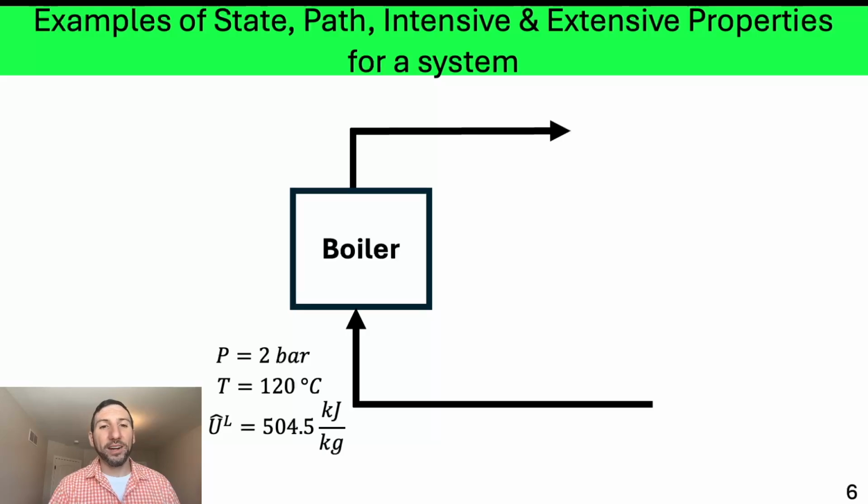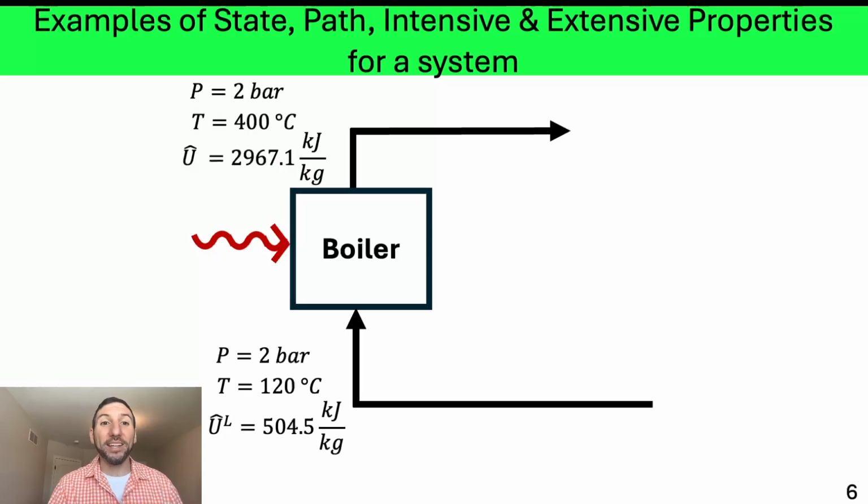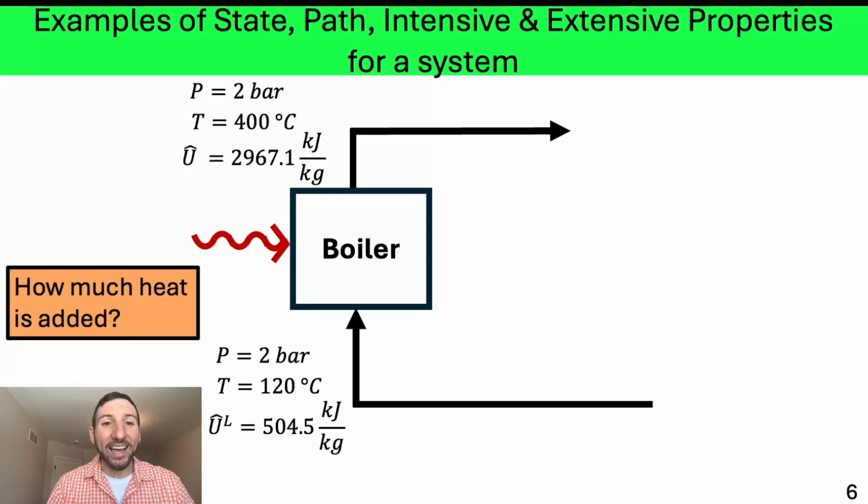Now, we talked about that we're going to have heat going into our boiler, and then afterwards, we've vaporized our liquid, and now we've got a steam that's exiting, where the steam is at 2 bar, 400 degrees Celsius, and we have a specific internal energy of 2,967.1 kilojoules per kilogram. And once again, pressure, temperature, and specific internal energy are all intensive properties, and that specific internal energy is a state property. Now, the next question you probably have is, well, how much heat did I add to my system?